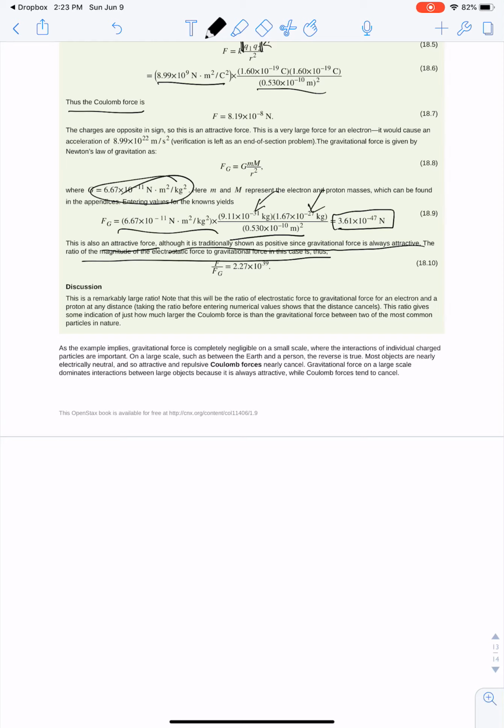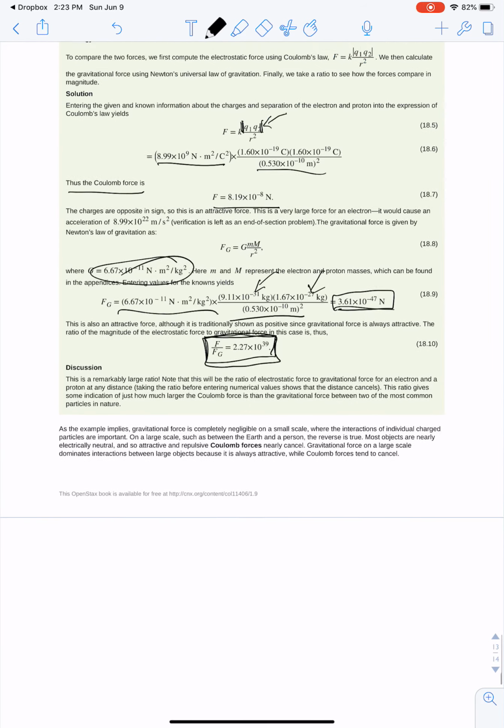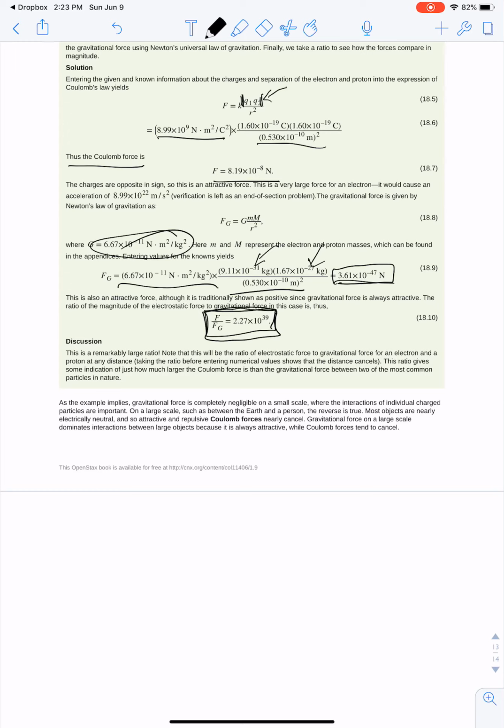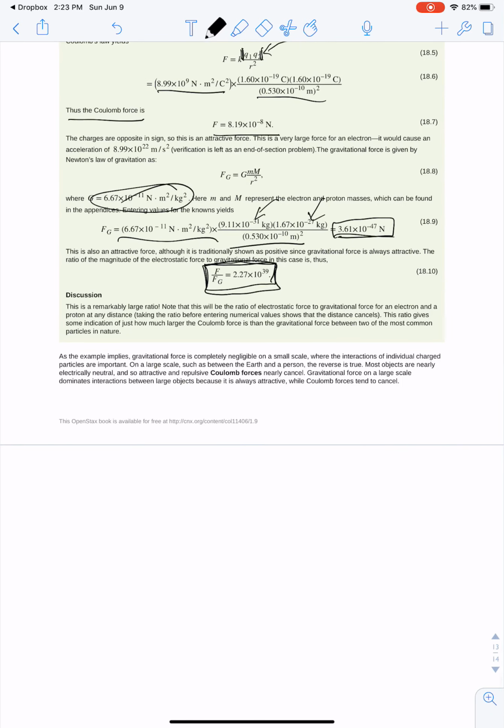The ratio between the two forces, then, if you divide 8 times 10 to the minus 8 by 3.61 times 10 to the minus 47, you see that the electrostatic force is about 10 to the 39 times stronger than the force of gravity. And this is what makes it so difficult to determine what's going on inside of a black hole, because the electrostatic force is so much more powerful than gravity. We can't do an experiment to probe how these forces interact with each other, because the electrostatic force overwhelms the gravitational force. It doesn't even come into play in the equations. It's such a small effect. It's such a small addition.